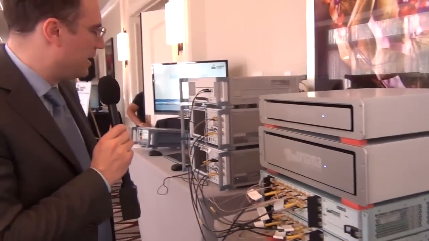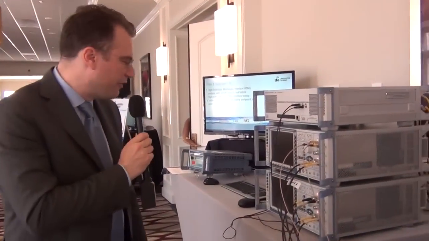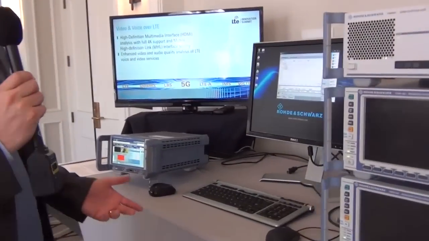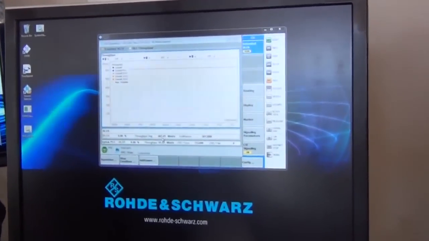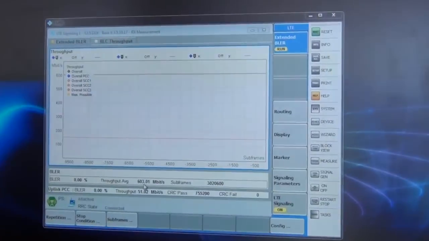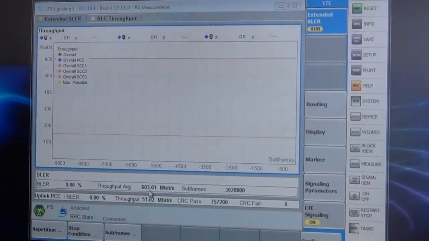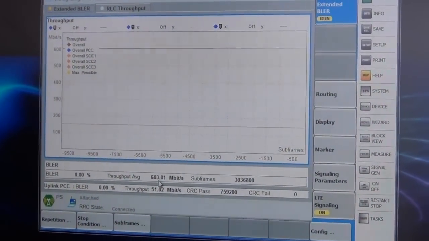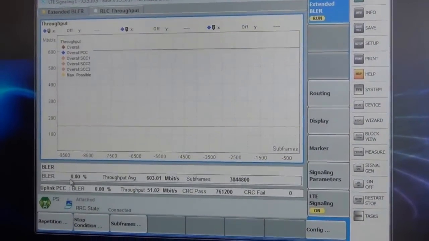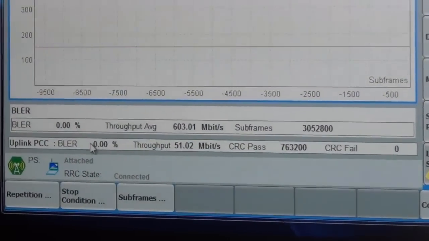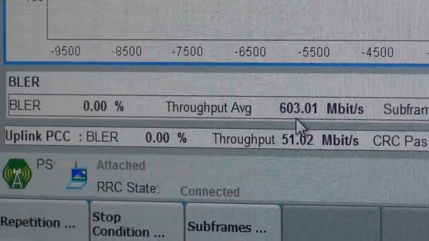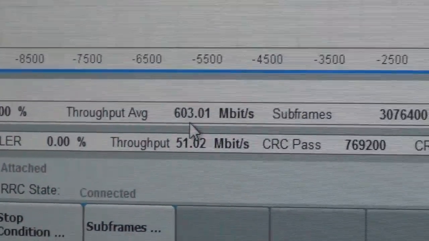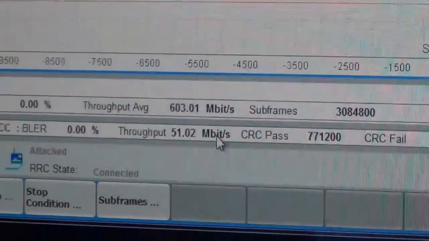We may have a look at the figures on the Rohde Schwarz side to confirm that we are doing good. On the Rohde Schwarz side, we can see that we are running with no BLER, both in downlink and uplink, and we are reaching the 600 megabits downlink and 51 megabits uplink.